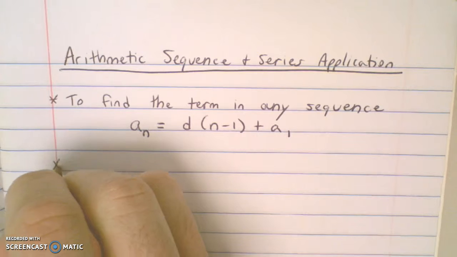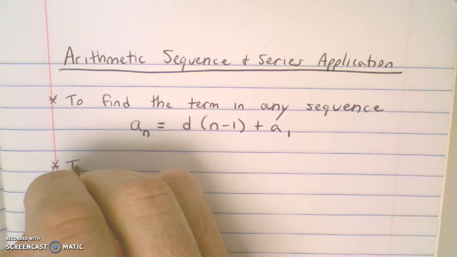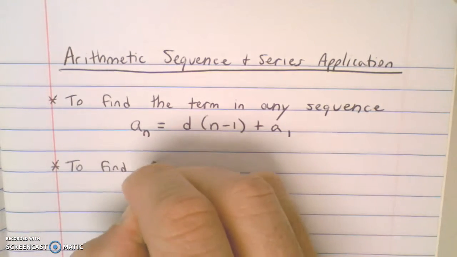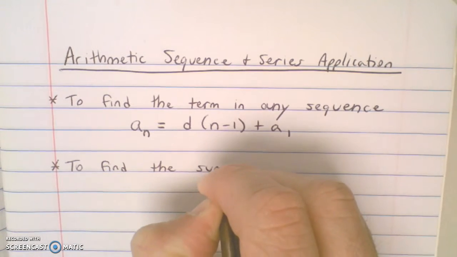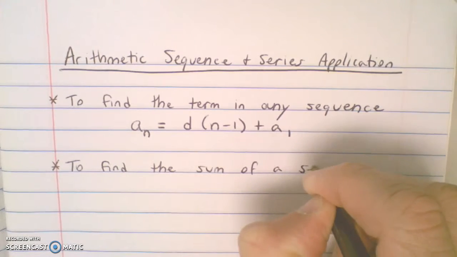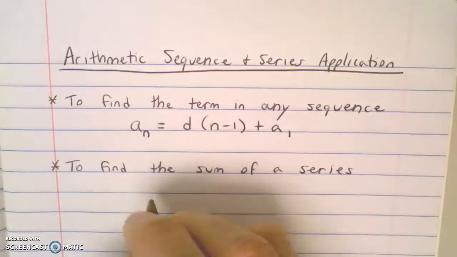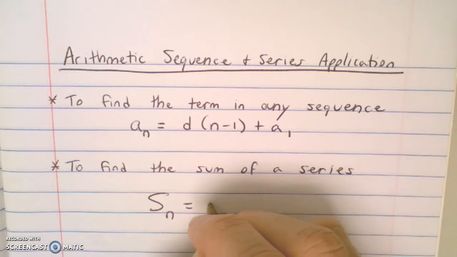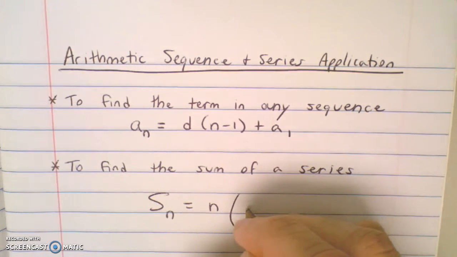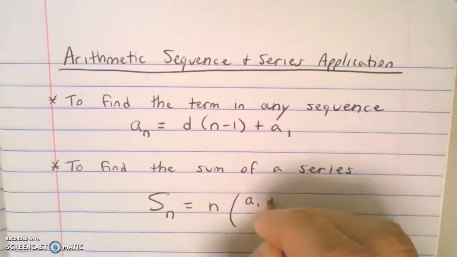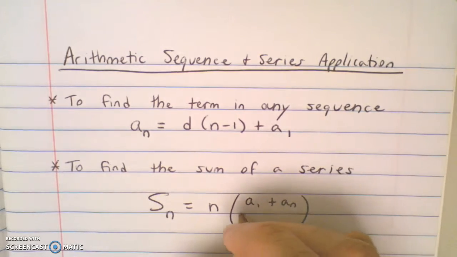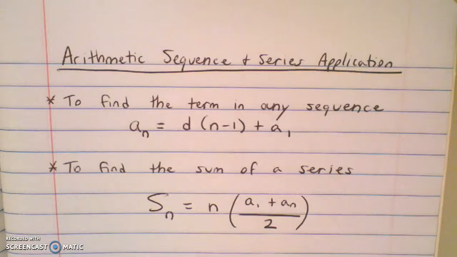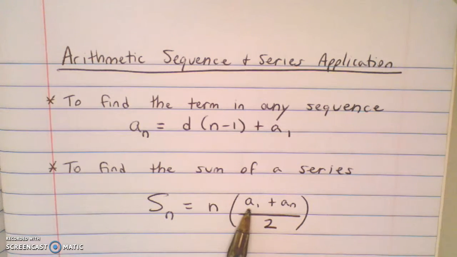The other formula we have is when you have the sum of a series. To find the sum of a series, you use s sub n equals n times a sub 1 plus a sub n, divided by 2. So remember, the n is just how many terms there are. This is the first term, this is the last term, and then you divide by 2 to get the sum of that series.